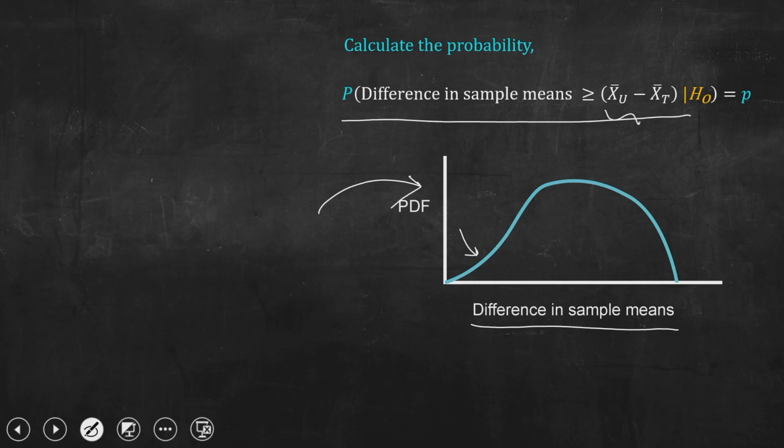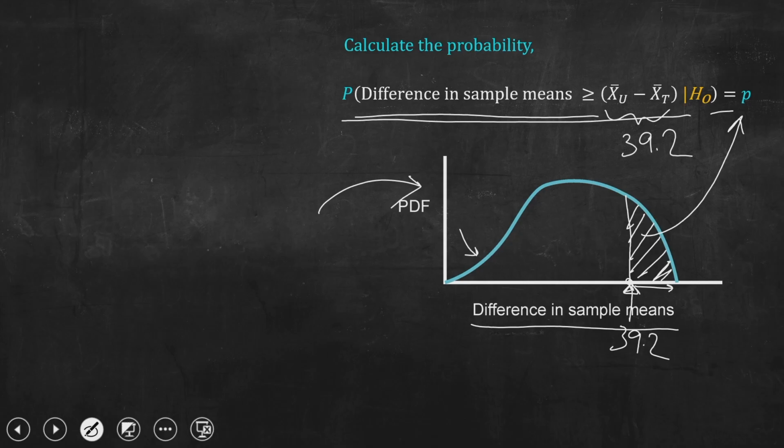Suppose this value is 39.2. Then the probability P is the area under the curve that is greater than or equal to the observed difference, this is the observed difference, and on this side. So, this area under the curve is the probability I am asking you to calculate, and that will be the p value.